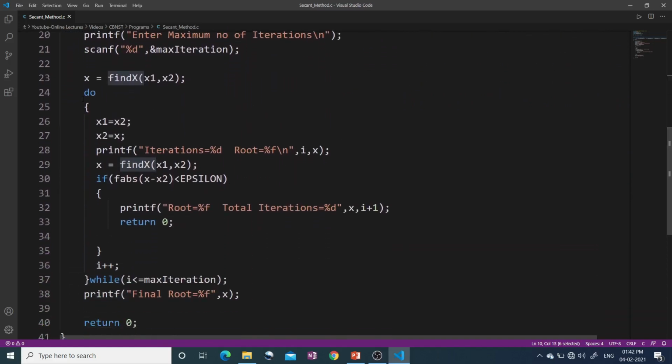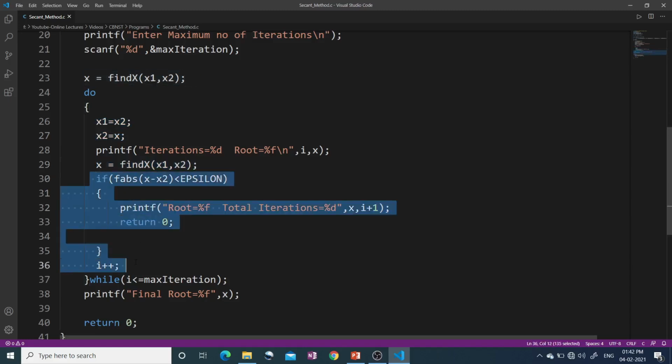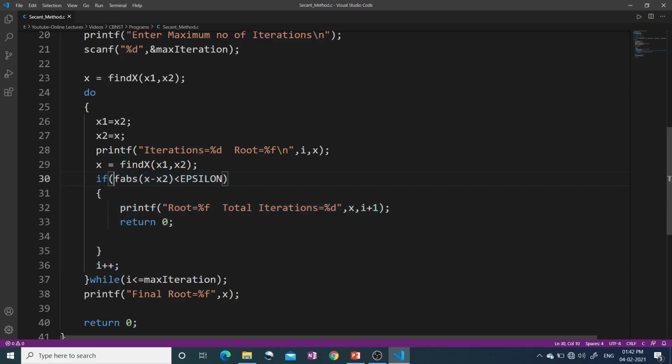And after that, inside this do while loop, the same code that we have discussed in the pseudocode, we have written the same thing. So here we are changing x1 and x2, and here again we are finding x, and here we are finding the difference. Here I have used the fabs function. Why f? f means floating point. So x minus x2 will be a floating value. So to find the absolute value of this difference, I have used the fabs function.